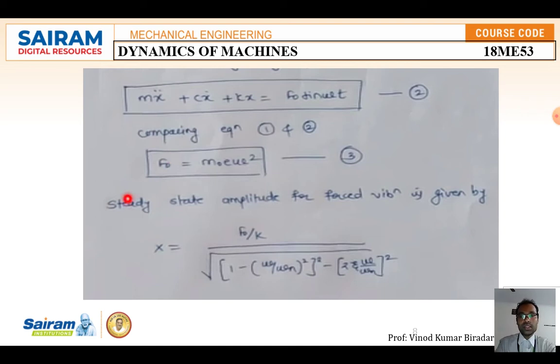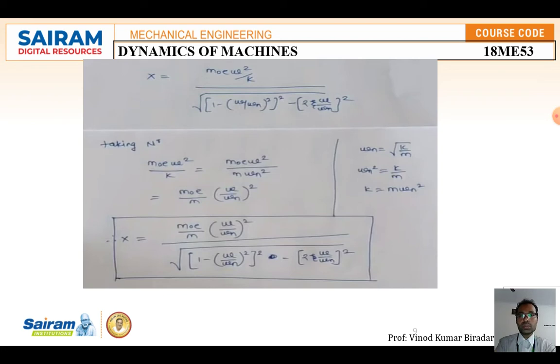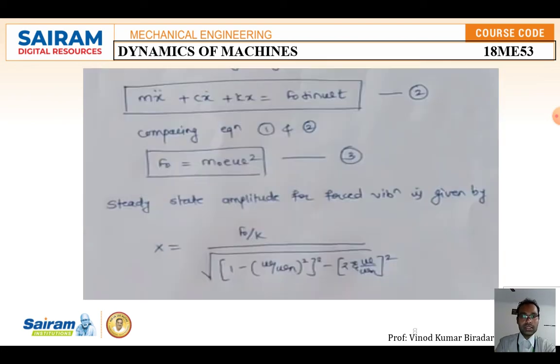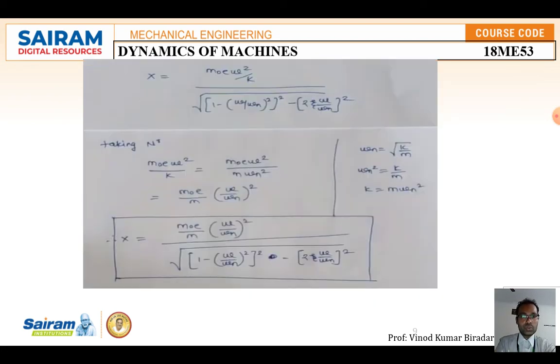Now we know the steady state amplitude of the forced vibration is given by x equals f naught divided by k, whole divided by the square root of (1 minus (omega by omega n) whole square) whole square plus (2 zeta omega by omega n) whole square. We already derived this equation in the previous PPT. Here omega n square equals k by m, so k equals m omega n square. Wherever k appears, we substitute m omega n square.